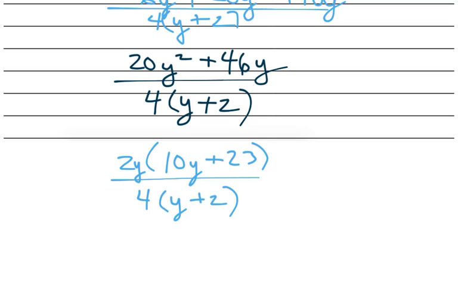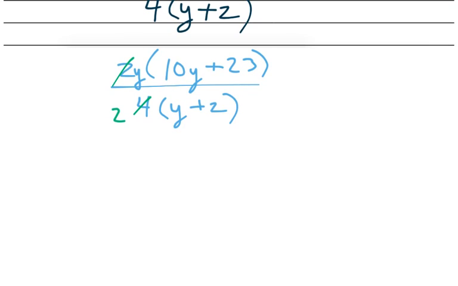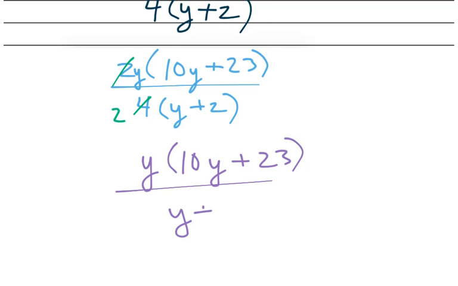When I go to simplify things, 2 and 4 cancel out, but I'm left with 2 in the denominator, so that I have y factored out front, 10y plus 23, all over the quantity y plus 2.